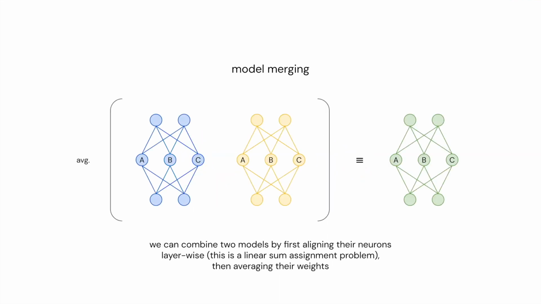So when you do model merging, you essentially take two models and try to align them, and then take the average of the weights and biases. And this alignment process is a linear sum assignment problem, right? You try to maximize the cross correlation between either the activations or the weights.